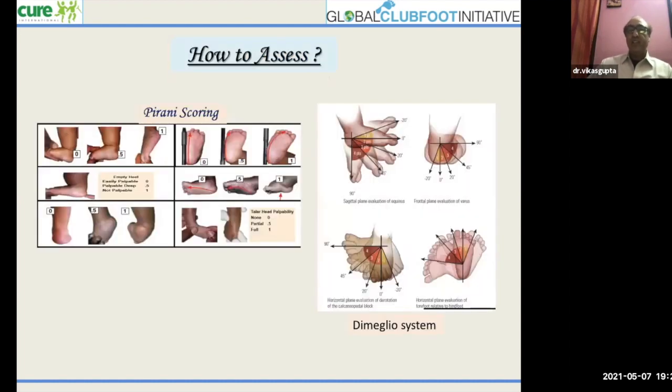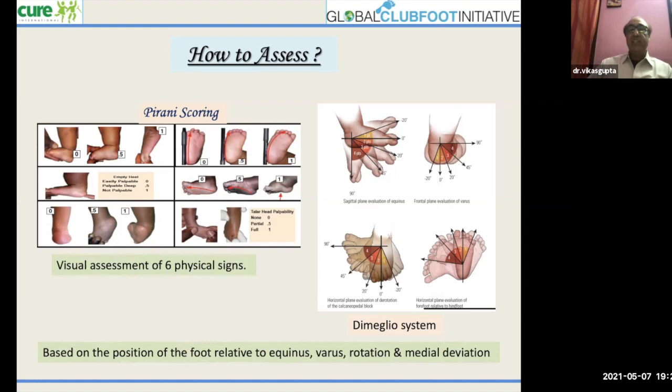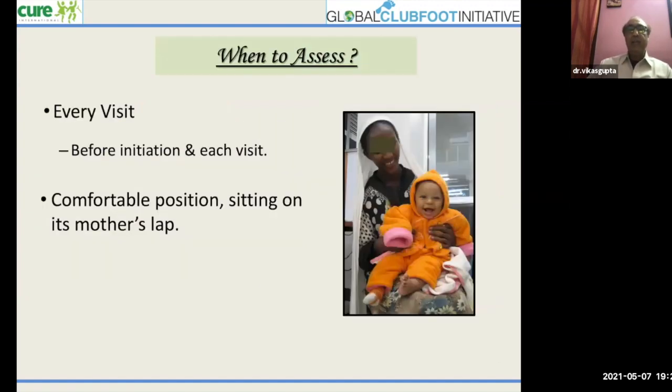How to assess? We have two beautiful scoring methods, Pirani and Dimeglio. The Pirani method is based on 6 physical signs, easy to understand, which I'll cover in this talk. And Dimeglio is based on the position of the foot related to equinus, varus, and medial deviation. I think the Dimeglio method takes more time, but both are equally good. Now coming to the Pirani method, and remember when to assess: scoring has to be done in each visit, especially before starting and at each visit when you are changing the cast.